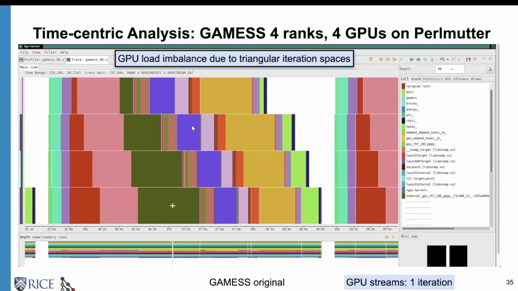Some of their other kernels are more balanced, but they wanted to adjust this to get better load balance to avoid wasted waiting.